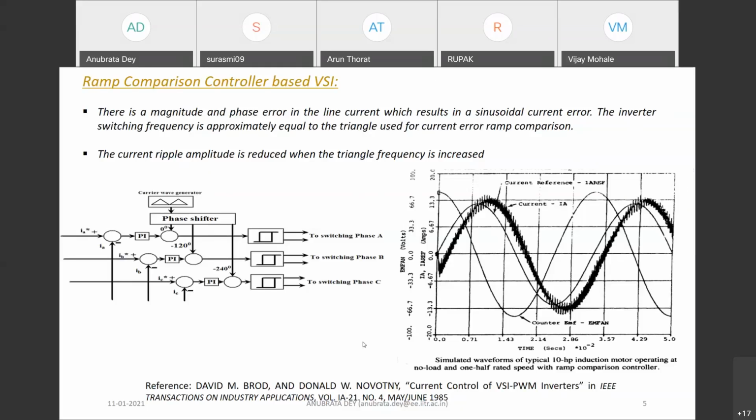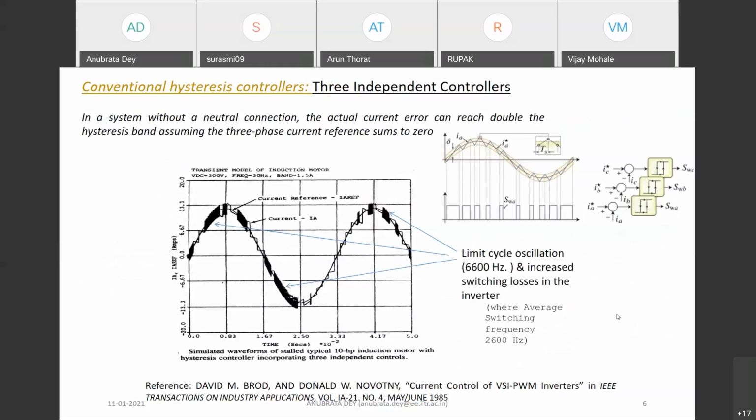So we'll look into another type of controller, which is very popular, the conventional hysteresis controller. This is obviously nonlinear control, sometimes regarded as bang-bang control or on-off control. Here on the right hand side, if you see the control strategy, you have a current reference, and on both sides of that current reference you have a band, plus and minus, and your actual current is traversing through this band as you are switching on and off.